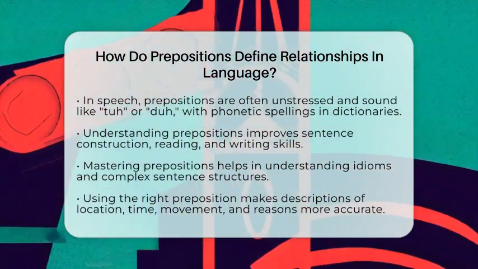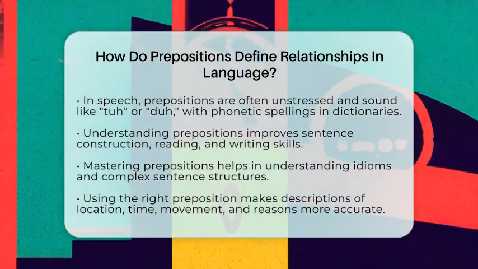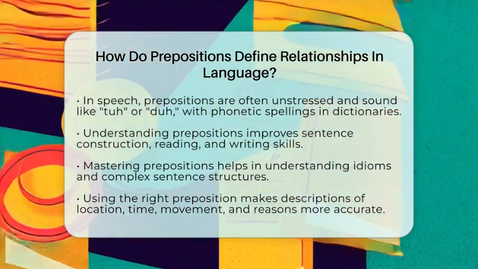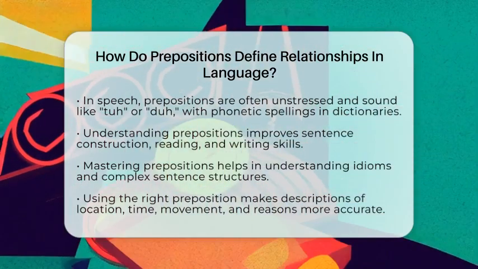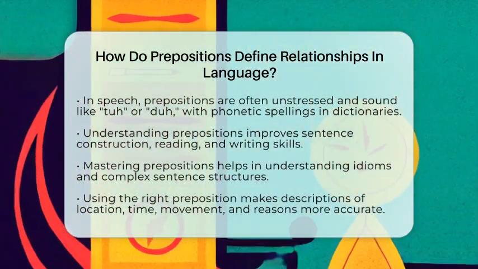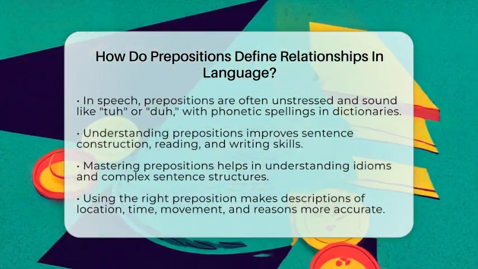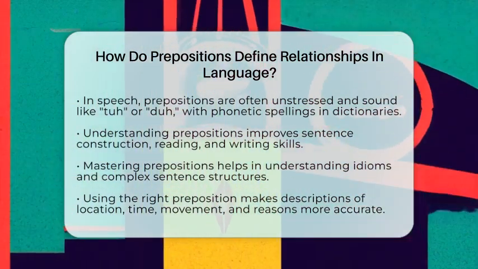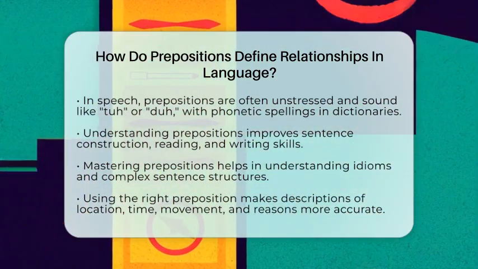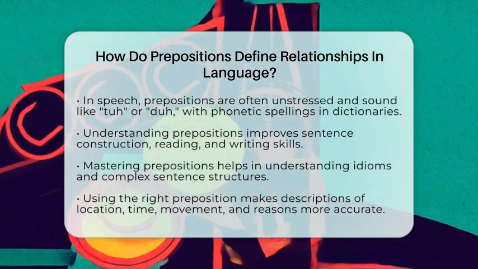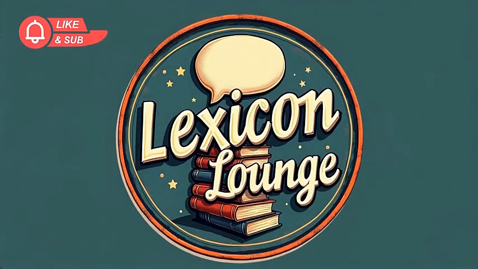Knowing how prepositions work helps us build better sentences. They let us describe where, when, how, and why things happen. This makes our communication more accurate and easier to understand. Mastering prepositions also helps us get better at reading and writing because we can understand idioms and complex sentences more easily. So, next time you want to say where something is or when something happens, think about the preposition that can make your message clear.